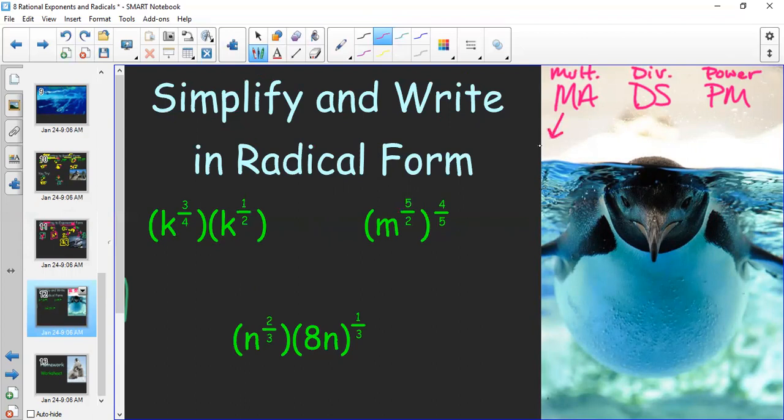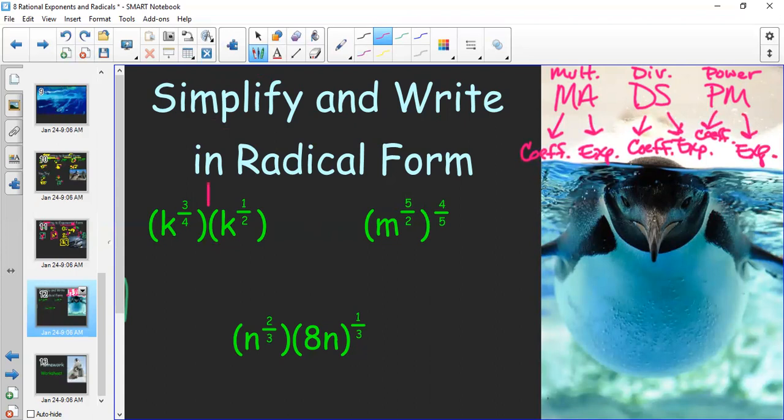Again, first letter tells us what to do with the coefficient. Second letter tells us what to do with the exponents. Again, coefficient, exponents. And last, coefficient and exponents. Okay, so that's what that acronym is, kind of a shortcut to remember everything.